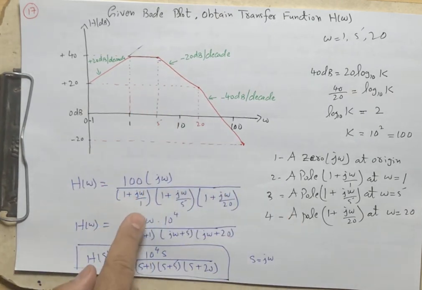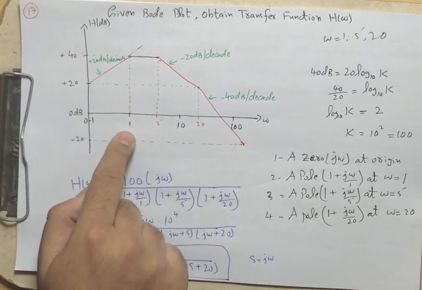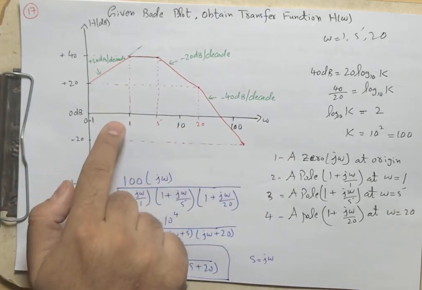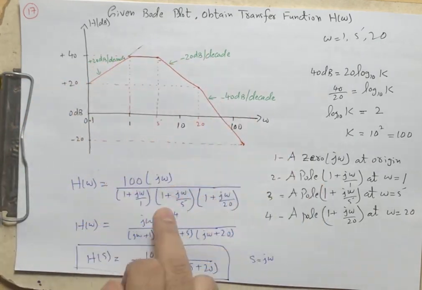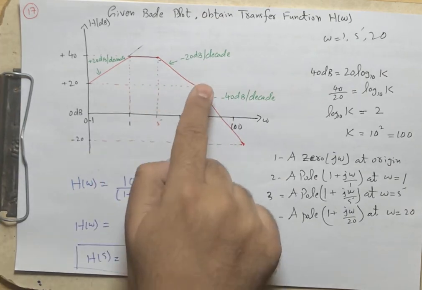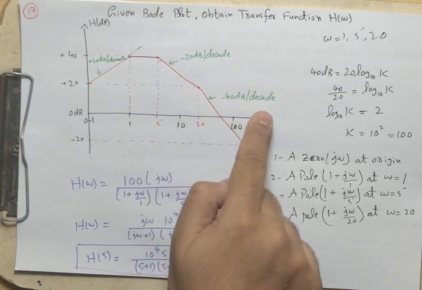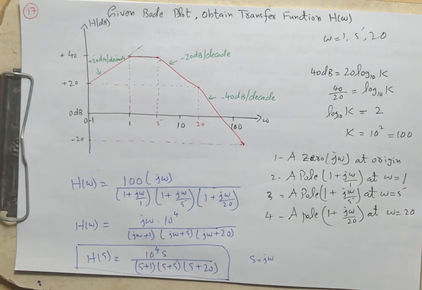So you have a pole over there at omega is equal to 5. Before that, you observe that your zero was keeping on increasing, but there was a pole at omega is equal to 1 which flattened it out. Then you have a pole at omega is equal to 5 which added a minus 20 dB slope, and then another pole at omega is equal to 20 which added another minus 20 dB slope, summing up to a minus 40 dB slope. And I just observe that and write the equation.